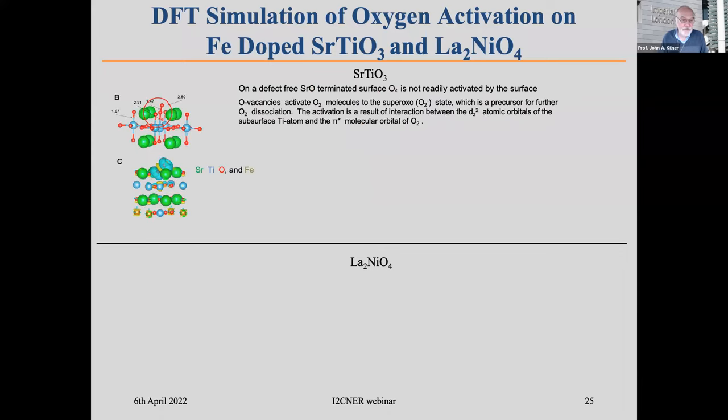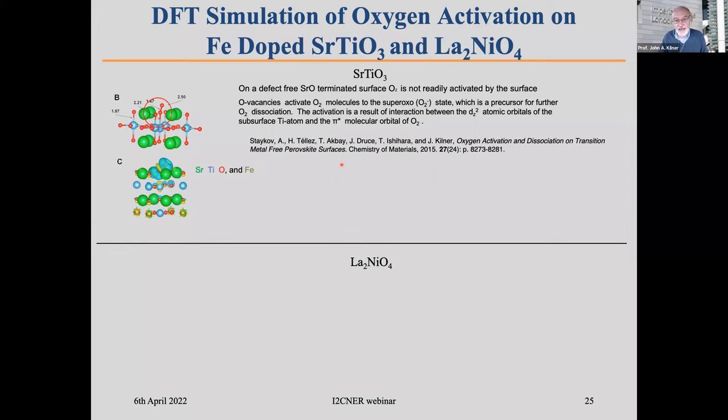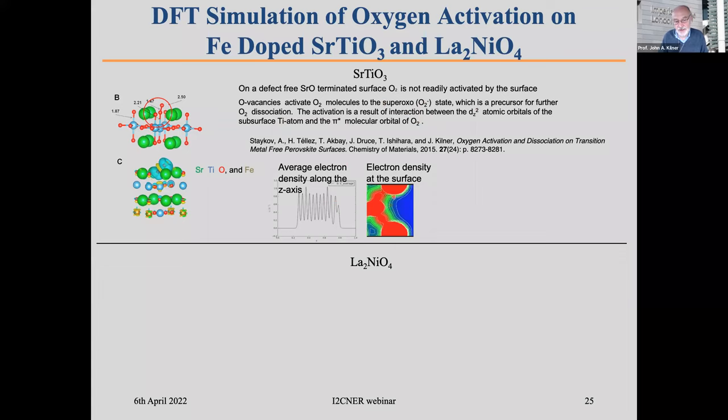But if we put in an oxygen vacancy, then there is access through that oxygen vacancy to this layer of B cations in the layer below, and we have interaction between the dz² orbitals of, in this case, the titanium and the pi star of the O2, and it activates into the superoxo state. And that was published some time ago. We also looked at the electron density in oxygen vacancies and showed that these were areas of high electron density, so attractive for dissociating the oxygen.